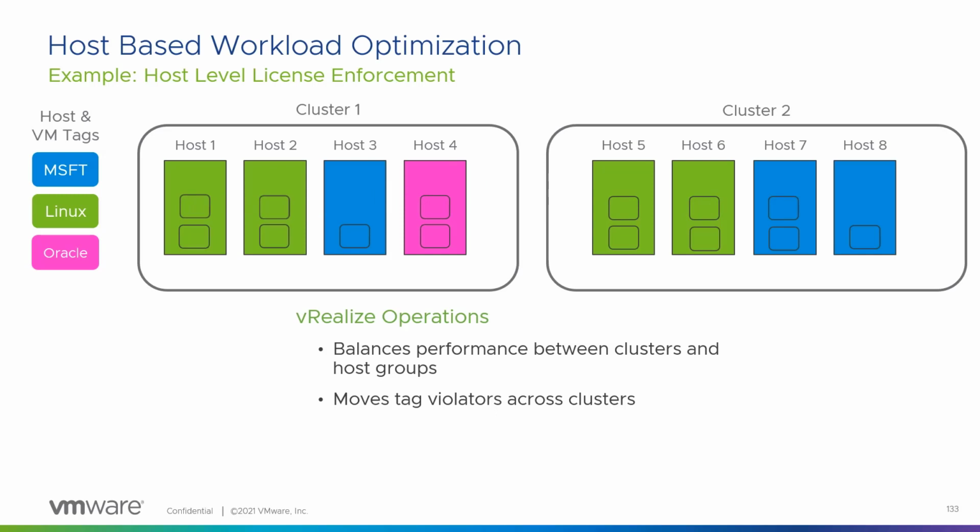So that's basically host-based workload optimization. The important things to remember is it works together with DRS. DRS still is responsible for it within the cluster. DRS gets its understanding of the business intent from vRealize Operations through vROps automatically creating host groups, VM groups, and affinity rules. vROps still is responsible for the operational intent between the clusters, and it also is responsible for the business intent between the clusters, as you saw when we had to move that Oracle VM over.